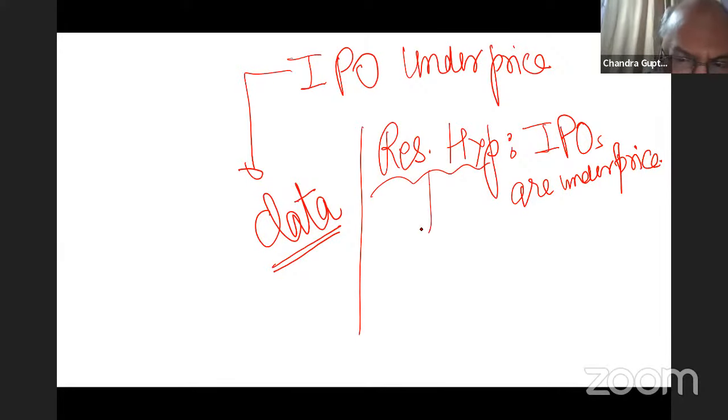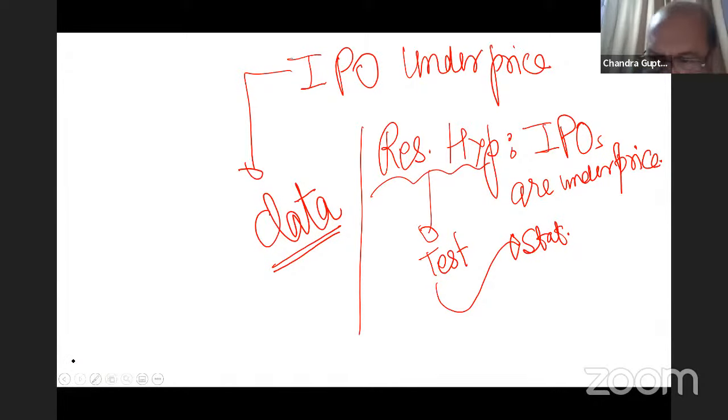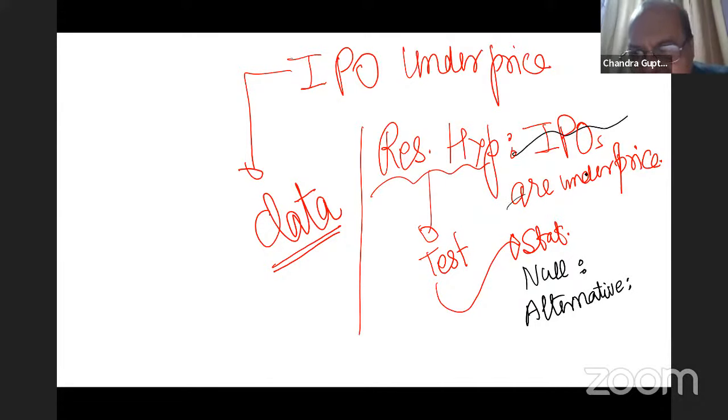To test research hypothesis, I need to convert it into statistical hypothesis. Statistical hypothesis always exist in pairs, null and alternative. Null means what you believe, reject that. If you believe IPOs are underpriced, your null hypothesis will be IPOs are not underpriced, they are properly priced. Alternatively, you will say IPOs are underpriced. That's how we make a distinction between research issue, research hypothesis, statistical hypothesis.